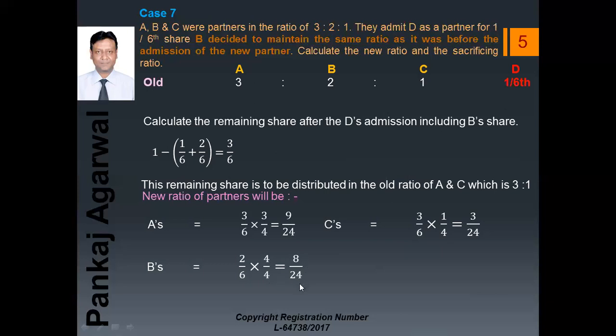It comes to 8/24. Again, in D also, the denominator is 6. We will multiply it by 4/4. It comes to 4/24. Hence, the new ratio will be 9:3:8:4.